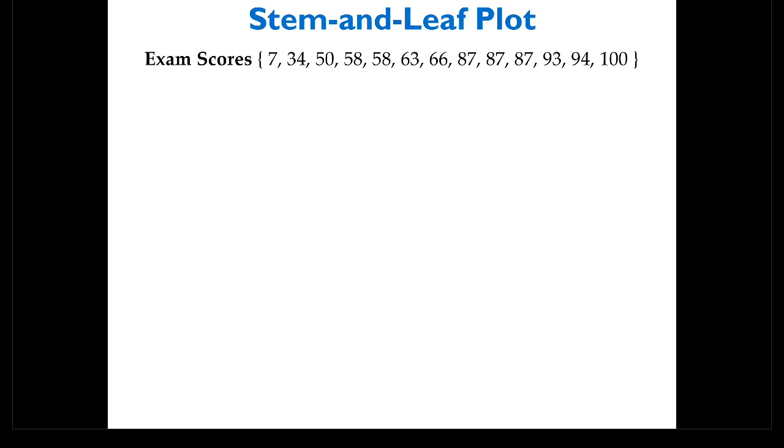So we're going to start with the stem and leaf plot. In this example, we have exam scores, and the data values are listed from least to greatest. A stem and leaf plot has a vertical line, and on the left is what we call the stem, on the right is the leaf. The stem is the leftmost digits of a number, and the leaf is the rightmost digit. Looking at this data set, the rightmost digit would be the ones place.